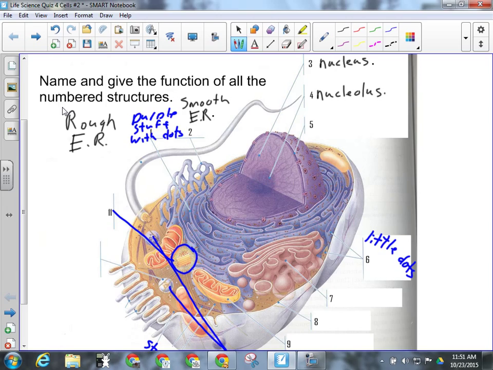Number 5, what are we looking at? What's the outside called? It is the nuclear membrane. Okay, if they wrote nuclear envelope, I'm not sure where they got that from, but they might have written that. I'll accept it. Okay, the job of the nuclear membrane is to allow RNA out of the nucleus.